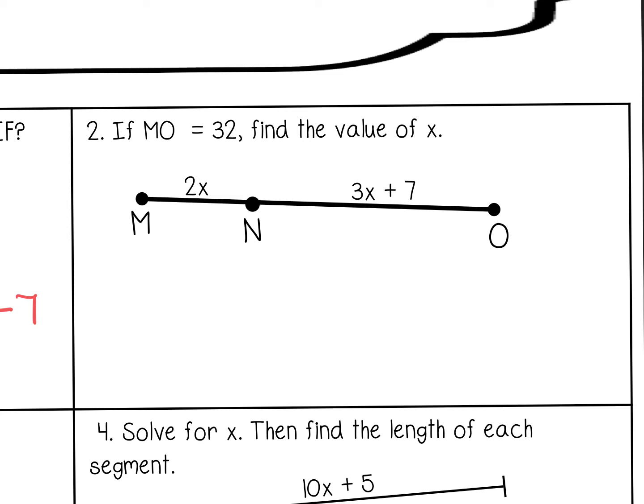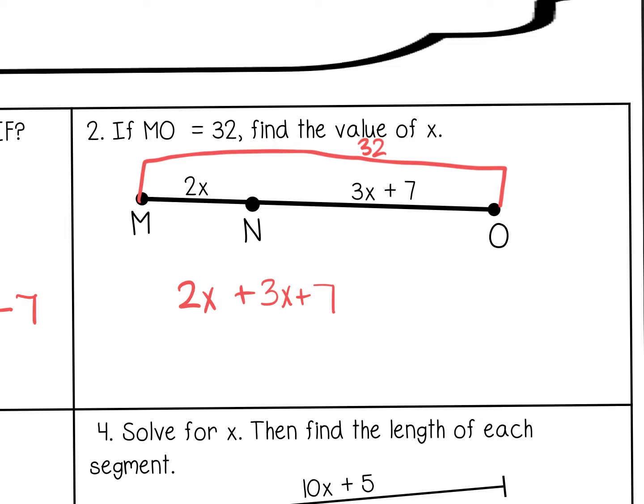Okay, number 2. If M to O is 32, so if that whole length is 32, find the value of x. We know that from M to N is 2x, and from N to O is 3x plus 7. So if we add those two things together, that entire length has to be 32. Now we have an equation that we can solve. We'll add our 2x and 3x together because they're on the same side. So move the 7 over. 32 minus 7 is 25.